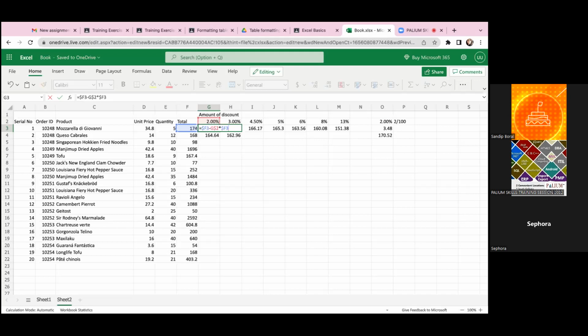$F$3, this is dollar F3, minus 2% of dollar F3. If it's G2, sir, right? Sorry, 2%. It's in the G2, sir, right? 2%, which you are calculating, 174.